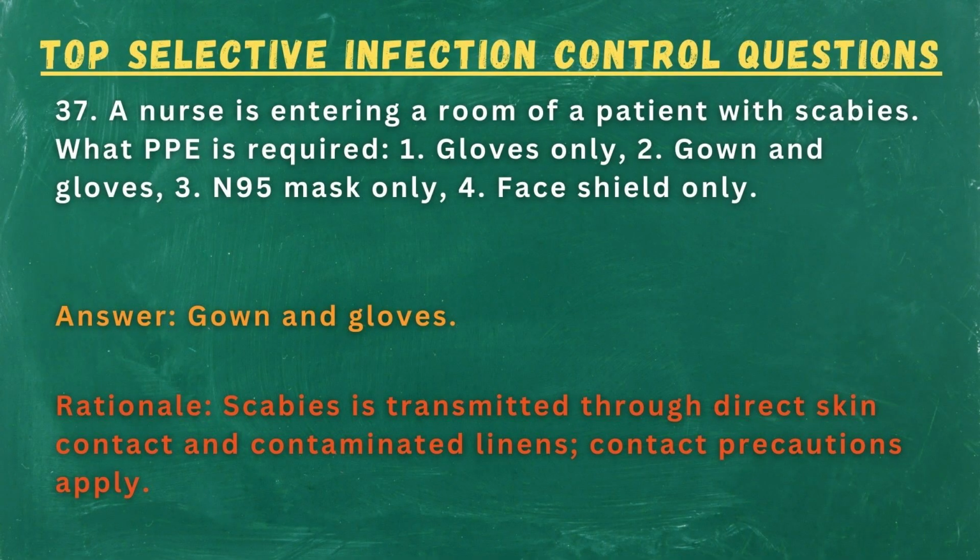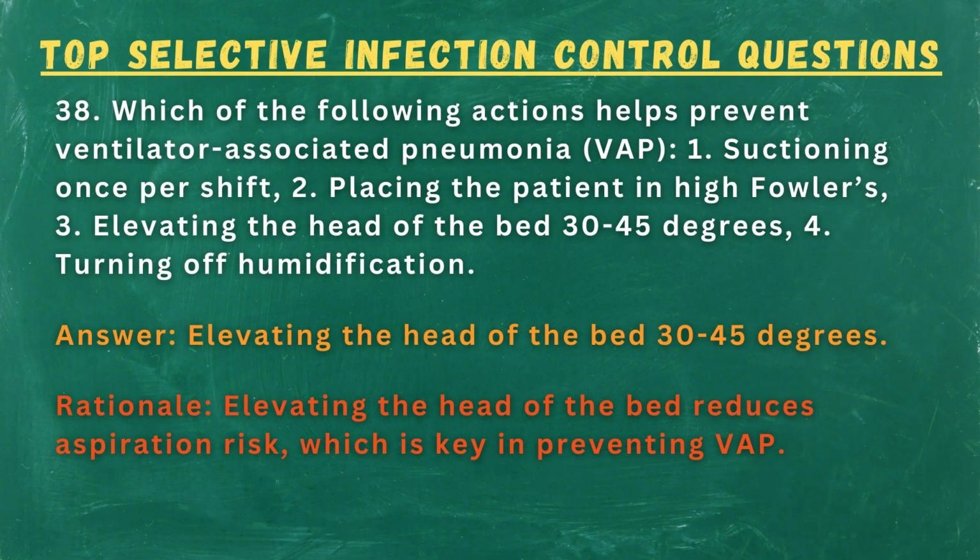37. A nurse is entering a room of a patient with scabies. What PPE is required? 1. Gloves only. 2. Gown and gloves. 3. N95 mask only. 4. Face shield only. Answer: gown and gloves. Rationale: scabies is transmitted through direct skin contact and contaminated linens. Contact precautions apply.